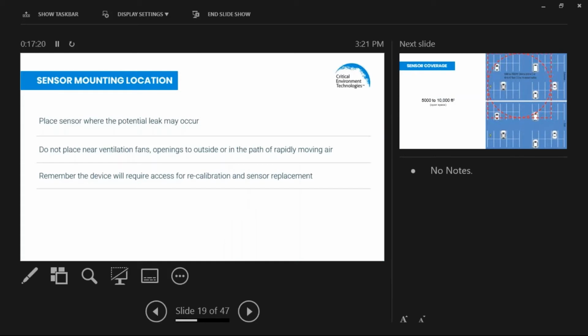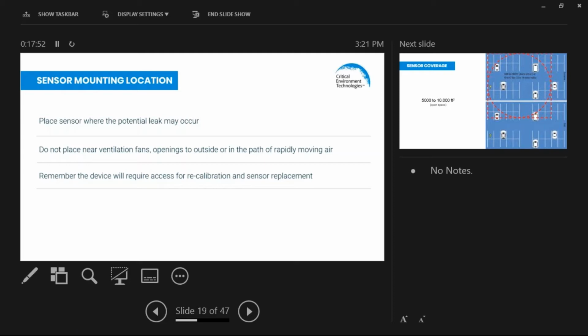And in regard to sensor mounting locations, especially if you're looking for refrigerants or combustible gases, you're going to try and place sensors where the potential leak may occur. So if you've got a natural gas feed coming into a boiler or a refrigerant line coming into a compressor, then you're going to try and have your gas sensor near that feed into that appliance.